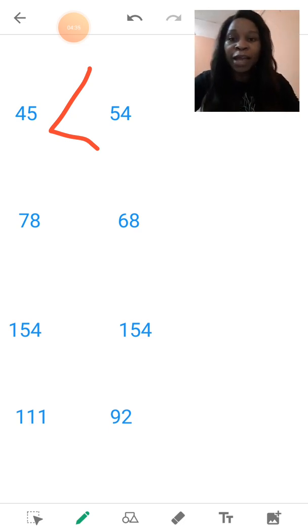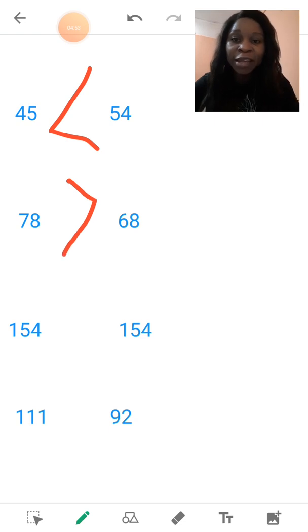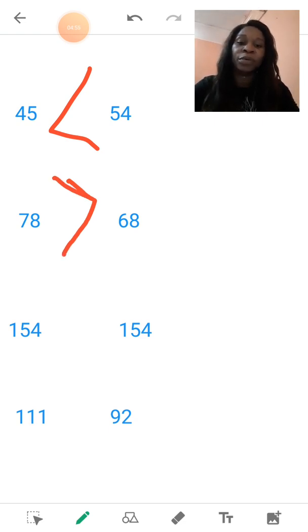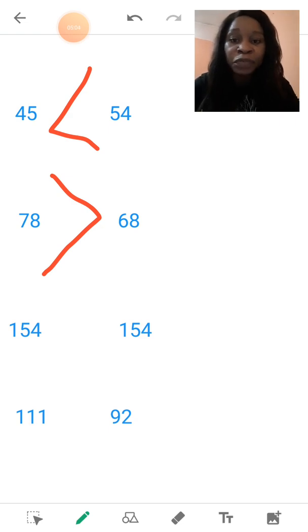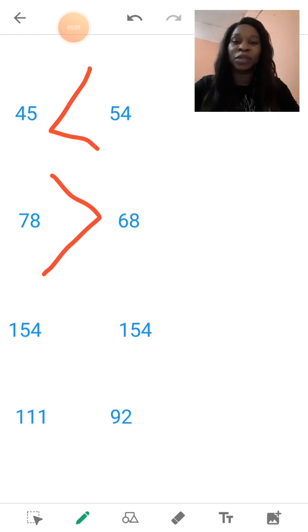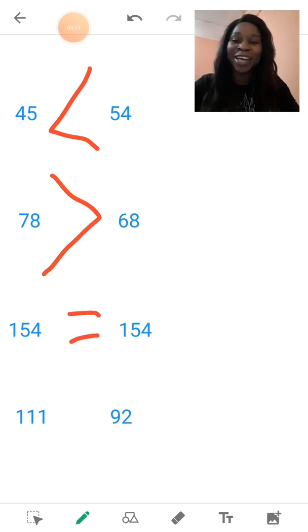Good. Now look at the next numbers, 78 and 68. Now 78 is bigger than 68. 78 is not smaller. And so because 78 is bigger than 68, we say 78 is greater than 68. Good. Now we have 154 and 154. They're actually the same number. So what do we do? We put the equal sign. Well done. And then we have 111 and 92.